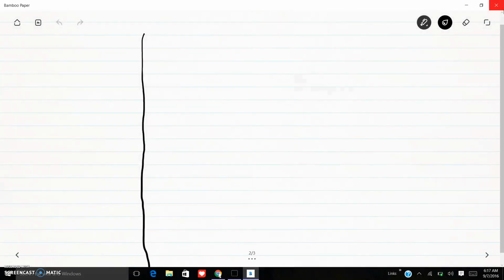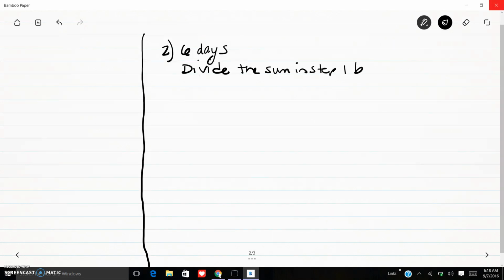Okay, step two is I'm going to count how many days. Obviously, we already know we had 6 days, right? That we took this data over. So I'm going to take my total. Write that. So I'm going to divide the sum in step one by the number of data items. In this case, six. Okay, so we have 288 divided by six.